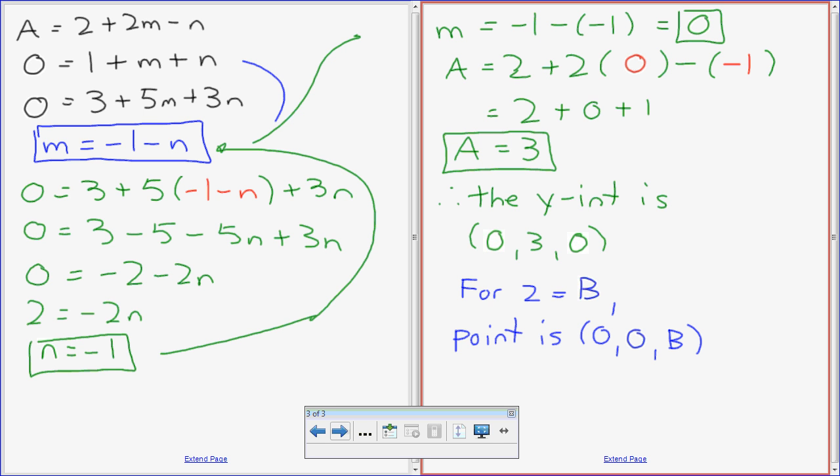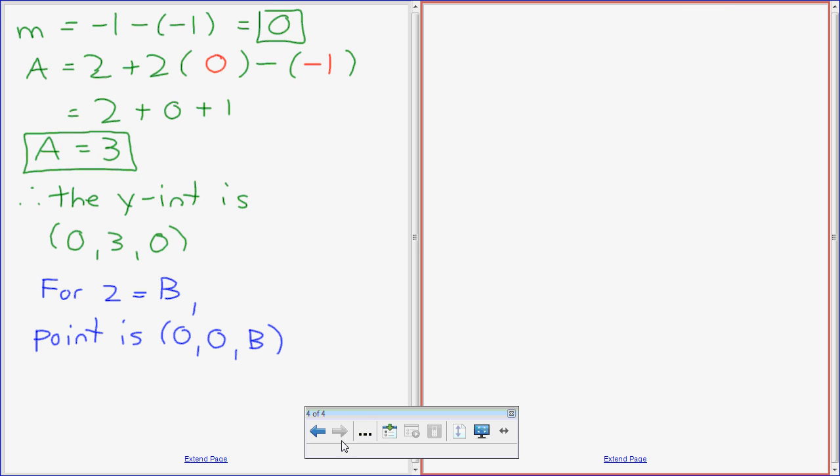All right, can you give me the three equations I need to solve? Go ahead, it's the same as before. Zero equals... 0 equals 1 plus m plus n. Okay, good. 0 equals 2 plus 2m minus n. Okay. Or b equals 3 plus 5m plus 3n.